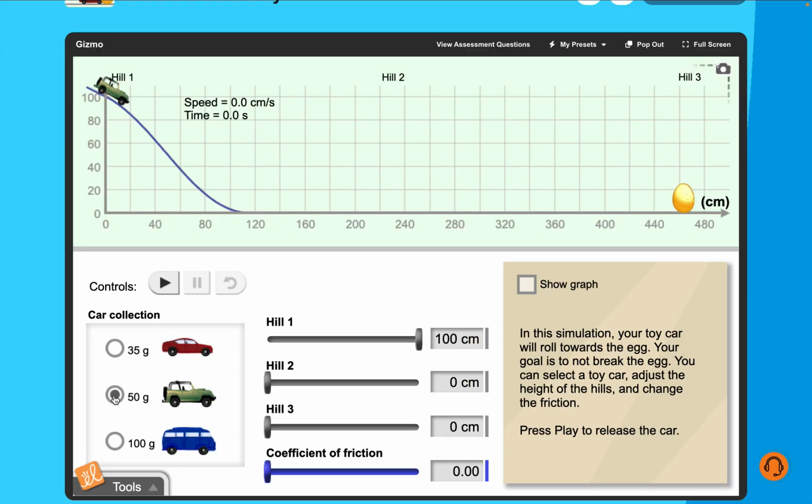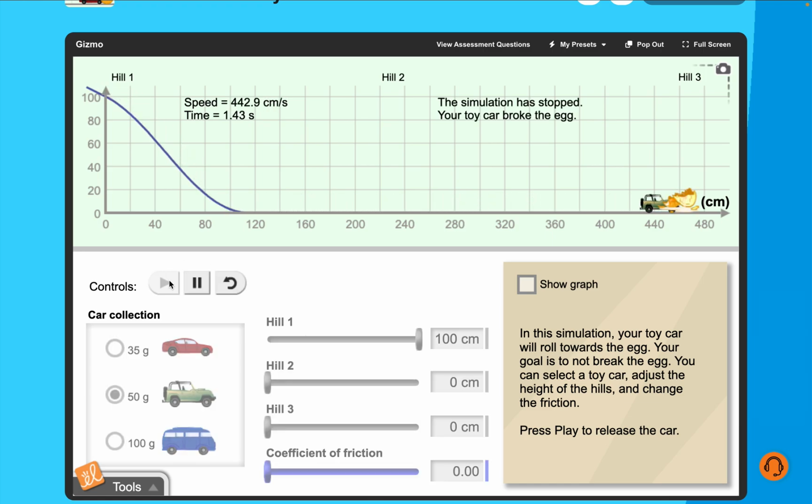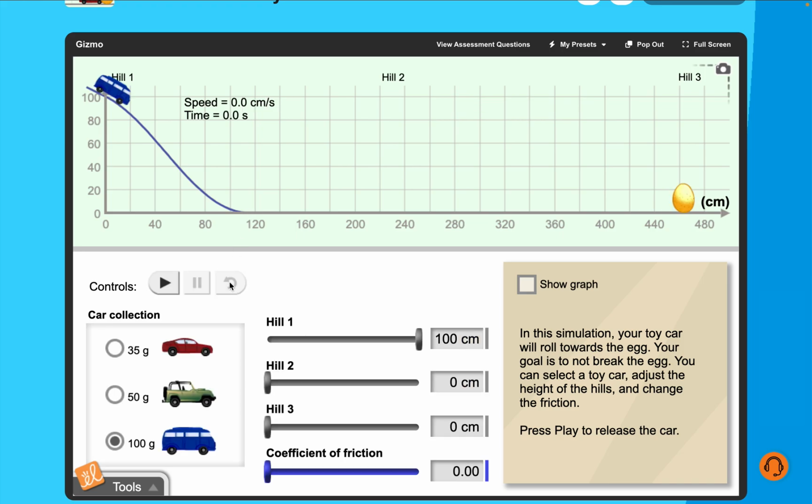So reset, put in the 50-gram car, play it. Bonk, breaks the egg. The speed is still the same though, 442.9. Reset it, you can do it with a 100-gram toy bus, a little VW bus for my Beatles lovers out there. Still, the speed is 442.9.